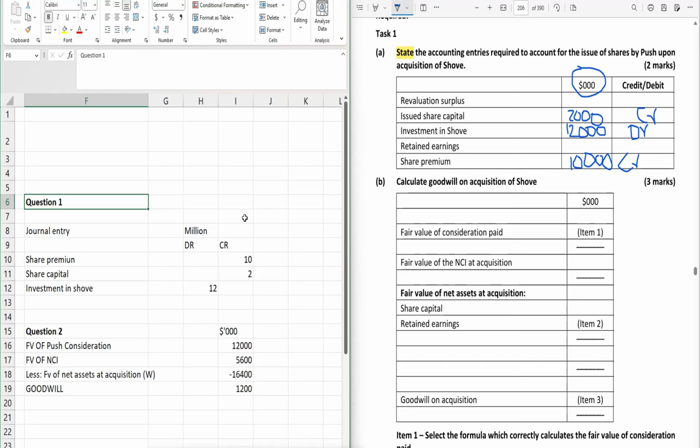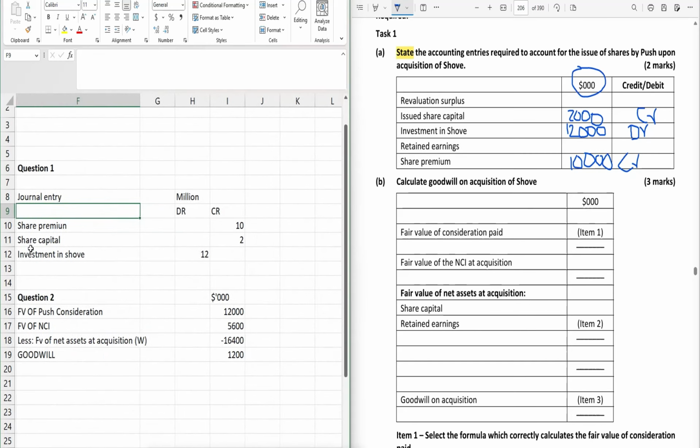Okay, and how do we do the calculation for goodwill? We will take the fair value of the consideration that we have paid and the fair value of NCI, and then we will deduct the fair value of net assets, and the remaining will be the goodwill. So goodwill calculation is the third step. As I said at the start of the video, there are 5 workings that you should be familiar with. Goodwill calculation is the third one. The second working is for the net assets.